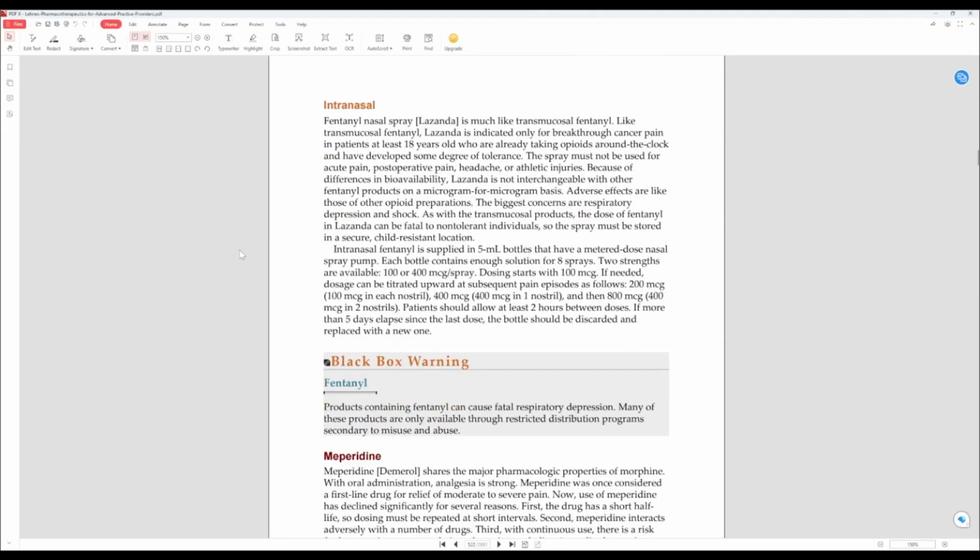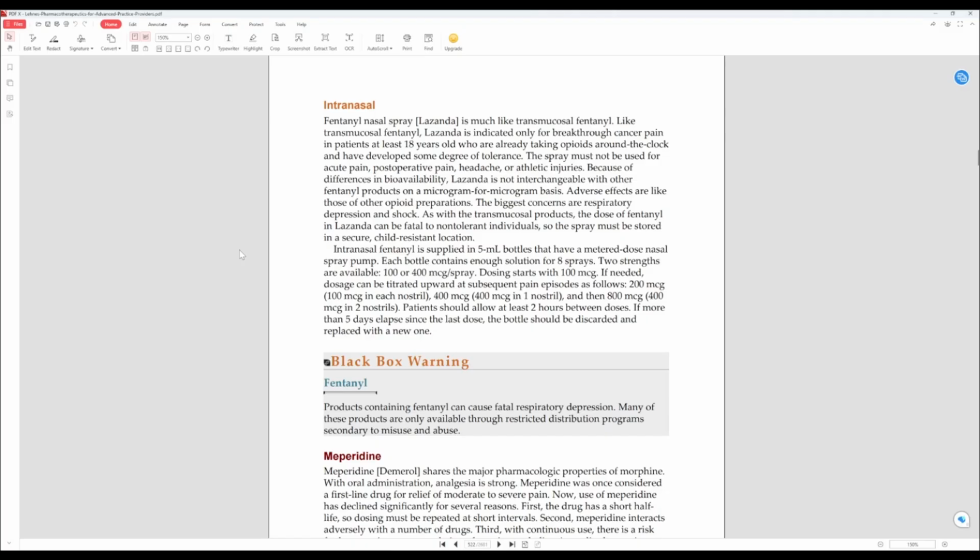Which brings us to the intranasal spray, also known as Lazanda, which is much like the transmucosal fentanyl. Lazanda is indicated only for breakthrough cancer pain in a patient who is at least 18 years of age who already is taking opioids around the clock and has developed some degree of tolerance. The spray must not be used for acute pain, post-op pain, headaches, or athletic injuries. Because of the difference in bioavailability, Lazanda is not interchangeable with other fentanyl products on a microgram for microgram basis.